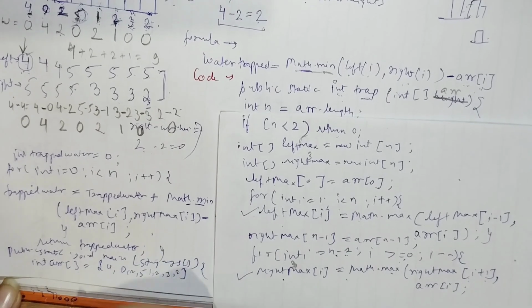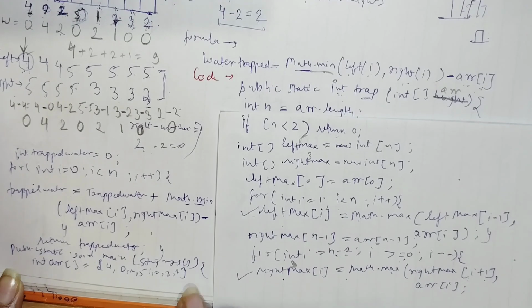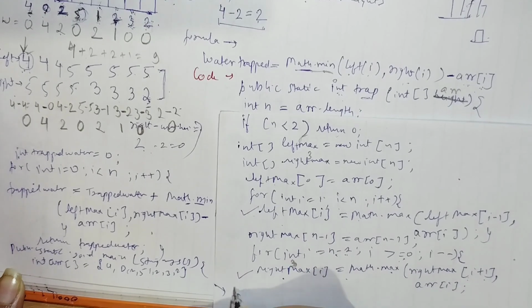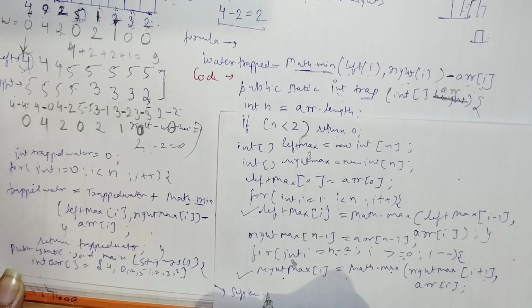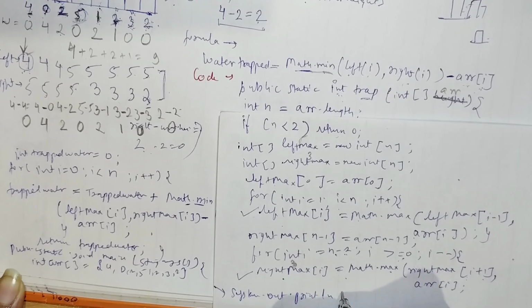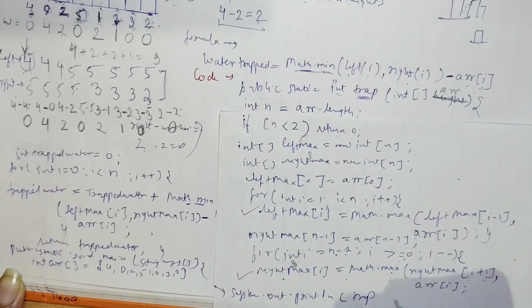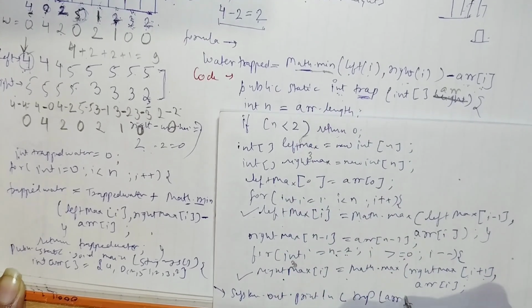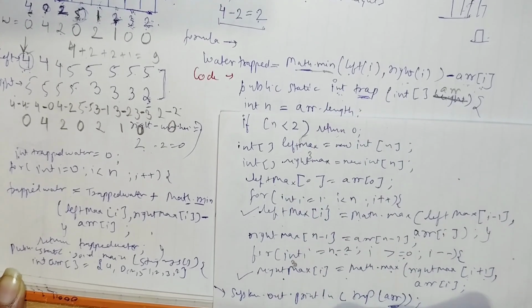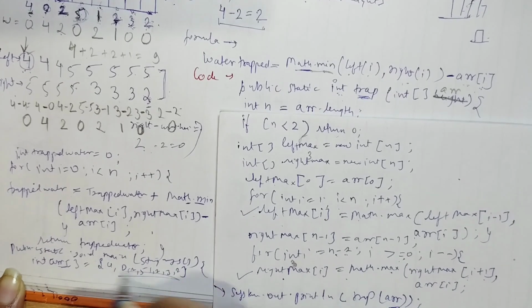4025122. Now we are calling it. I'm writing it here, System.out.println. Here we are calling this trap, and we are giving it our array input, that is this.